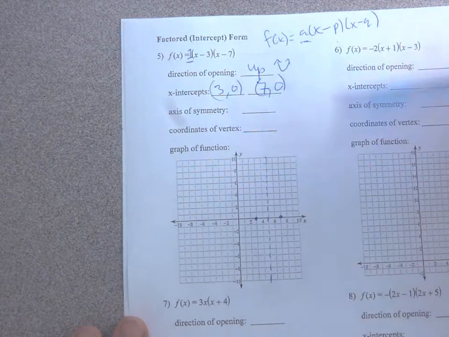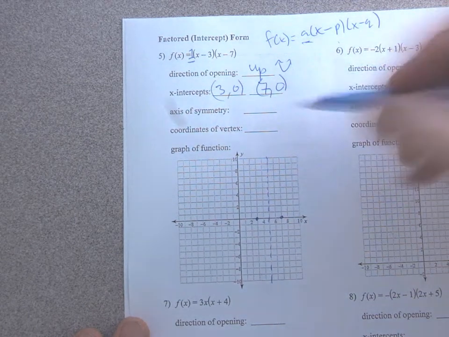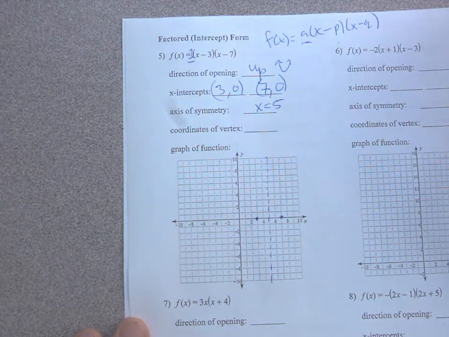So the axis of symmetry is halfway between 3 and 7, and in this case that's going to be 5. Since it's a vertical line, I'm going to write x equals 5, because that's how you write the equation for a vertical line.